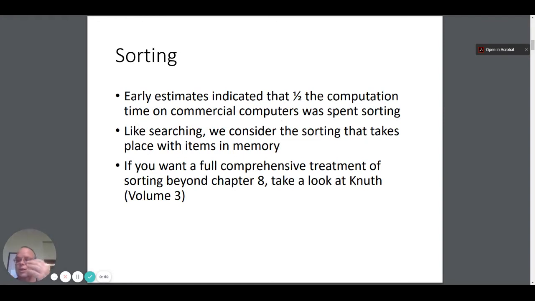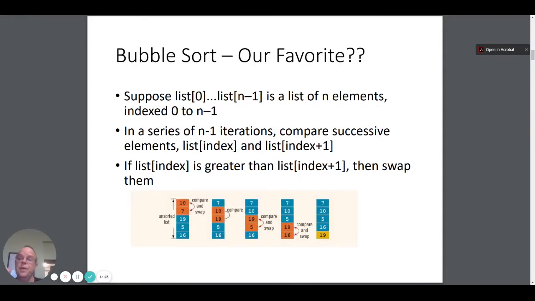Early estimates indicate that about half of the time that we spend on computers was spent sorting, and the other half was spent doing other things. Like searching, we consider that sorting takes place on items in memory. If you want a full comparison of sorting beyond this chapter, which is chapter 18, not 8, take a look at Knuth's Art of Computer Programming, volume 3. It's a pretty comprehensive treatment of it. It's a very, very detailed book.